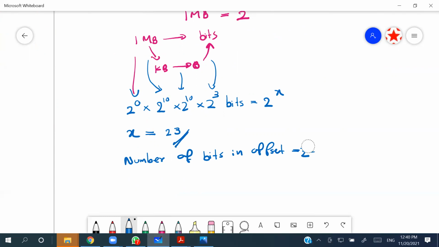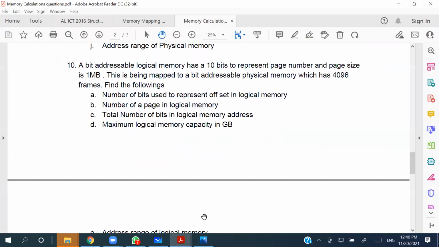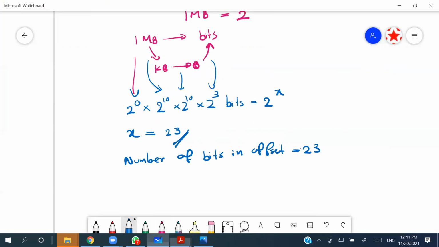Right. So this means the physical address offset is also going to have 23 bits as well, because offsets are same in size, right? Okay, then number of pages, it should be number of pages in logical memory. So it says 10 bits to represent the page number.